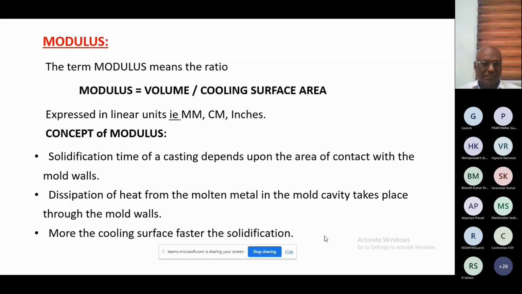The concept of modulus. Solidification time of a casting depends upon the area of contact with the mold walls. Dissipation of heat from the molten metal in the mold cavity takes place through the mold walls. The more the cooling surface, the faster the solidification.